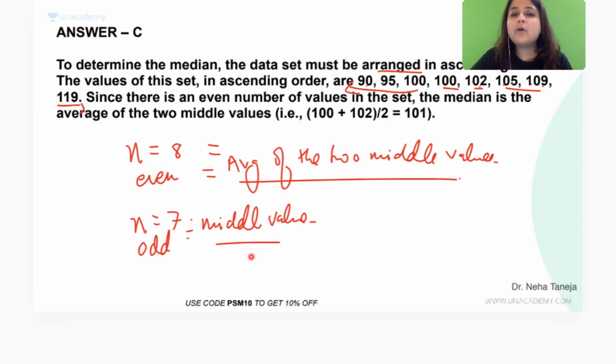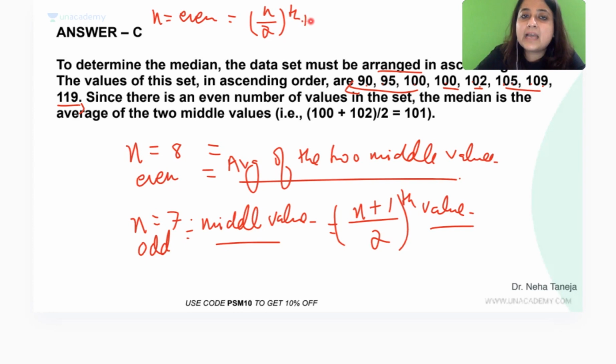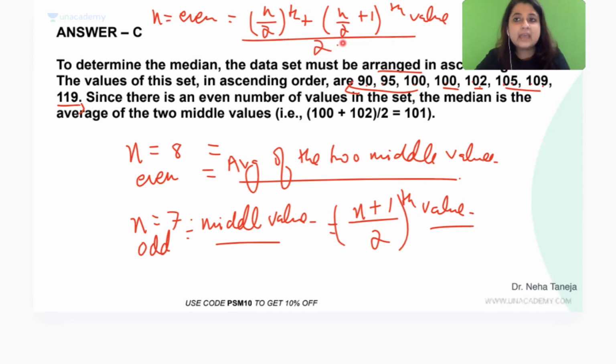One more thing, guys. When n is odd, what is the formula? Please look at this formula: (n plus 1) by 2th value. All right. And when it is even, what is the formula? Once in one of the AIIMS papers, a long time ago, they had given this to identify the correct formula. So when n is even, what is the formula? Anybody knows? (n by 2)th plus (n by 2 plus 1)th value, divided by 2. Are you all with me?